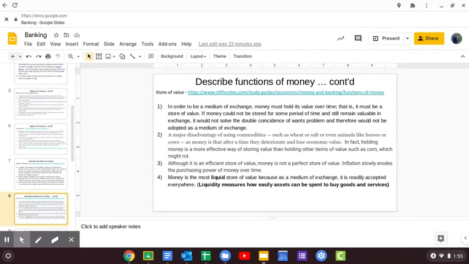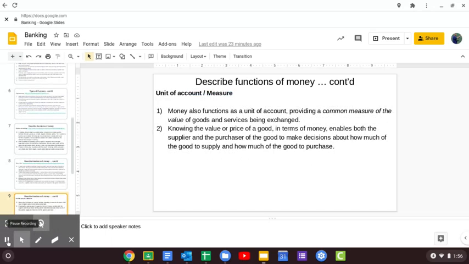Liquidity is how easily assets can be spent to buy goods and services. You can spend money now. You don't have to wait for it. We also talked about the third function of money as a unit of account or measure. It's how we know how much something is worth. We can attach a value to it.